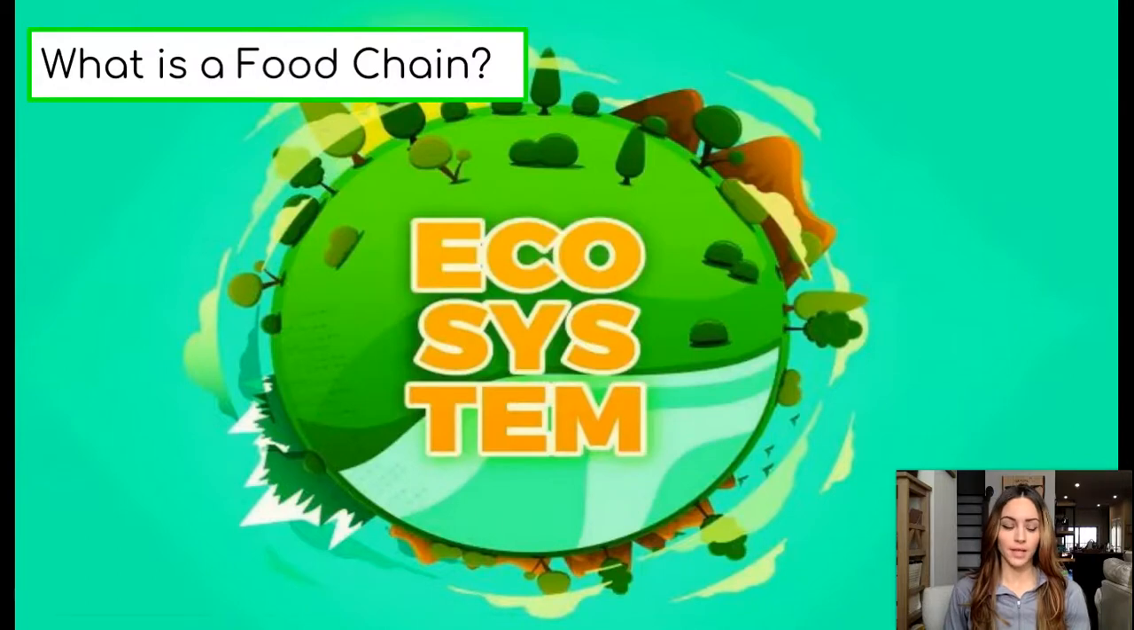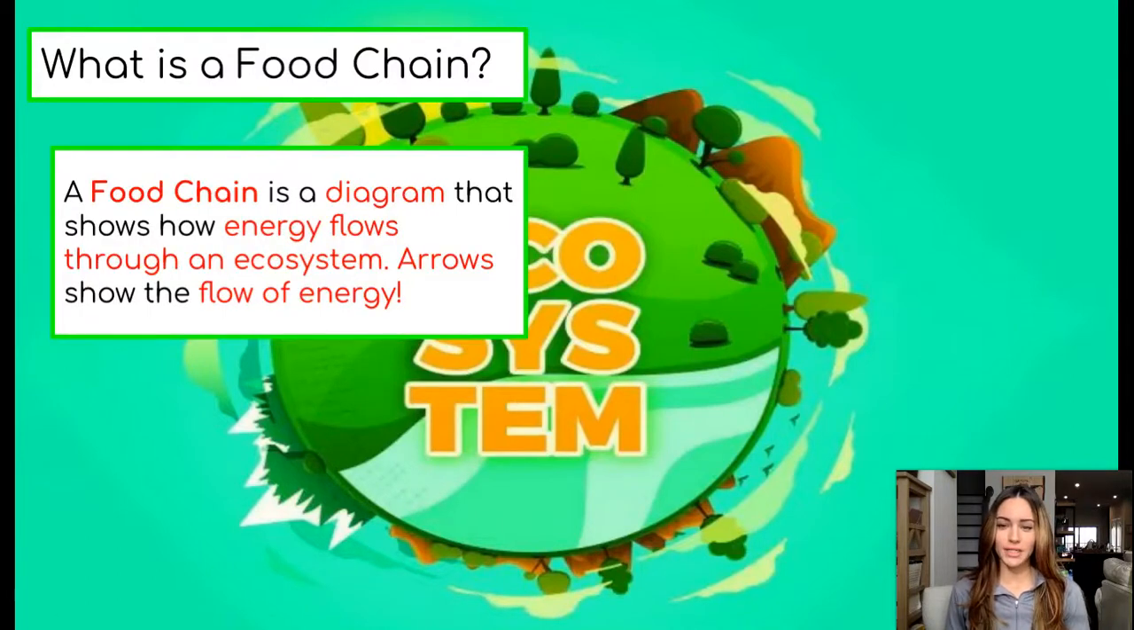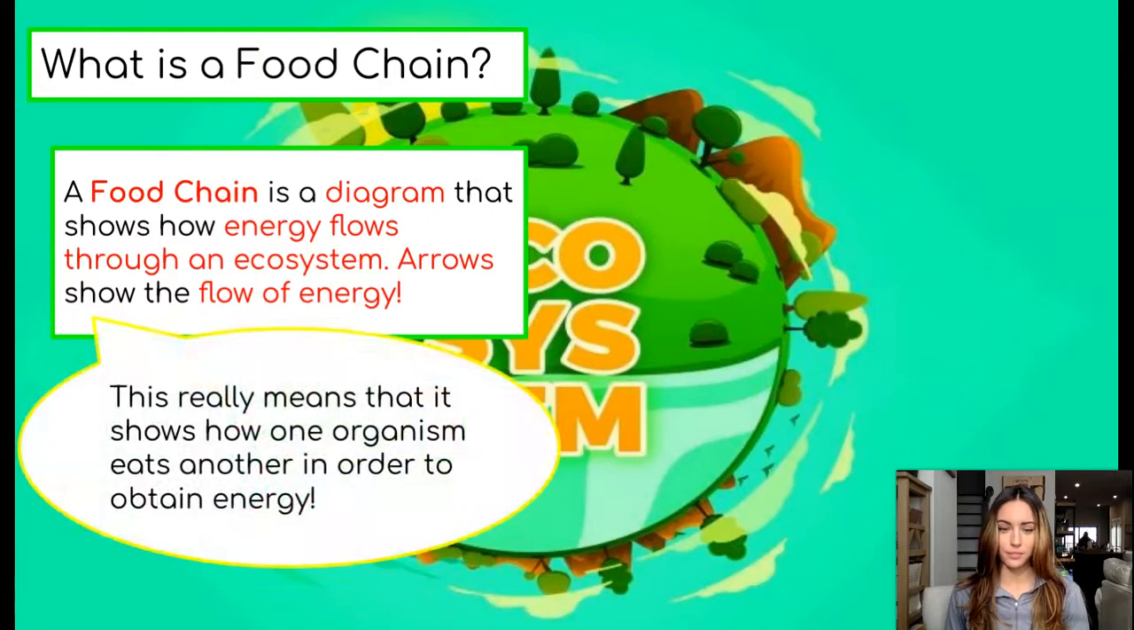So what is a food chain? A food chain is a diagram or a visual representation that shows how energy flows through an ecosystem. In a food chain, we use arrows to show the flow of energy through the ecosystem. What this really means is that the food chain is showing me which organisms eat other organisms in the ecosystem in order to obtain the energy that they need.